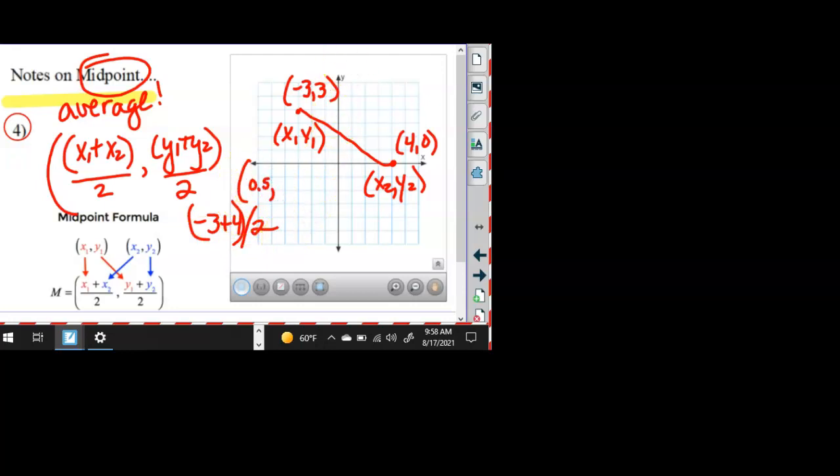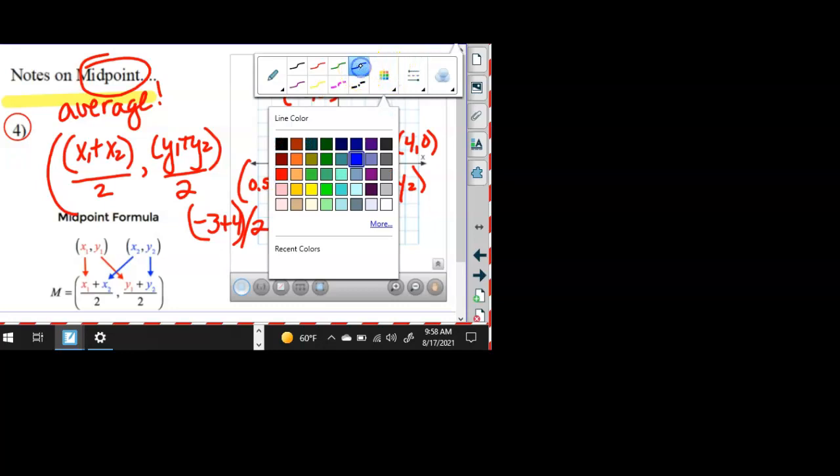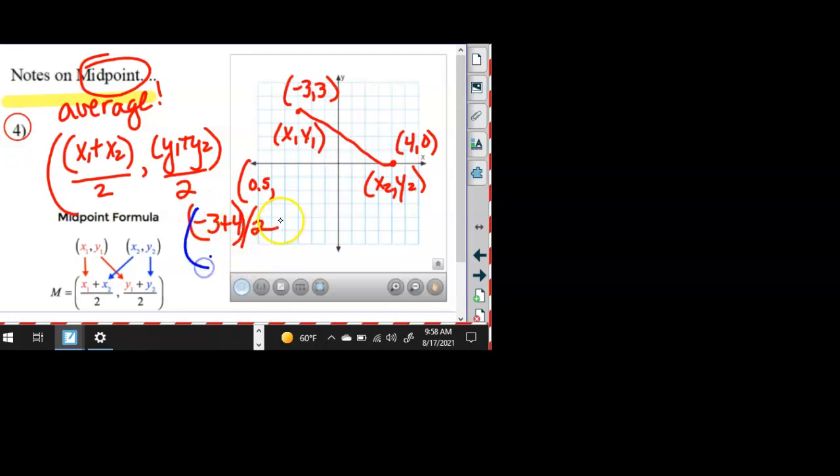And then you'd go back and do the y's, and I really would like another color, but I'm struggling today. I'll get better at this. I gotta do something with what's displayed up there. And the y's would be 3 plus 0 divided by 2, which if you do it on the calculator, that particular one I think would be right either way, but that's 1.5 or 3/2.